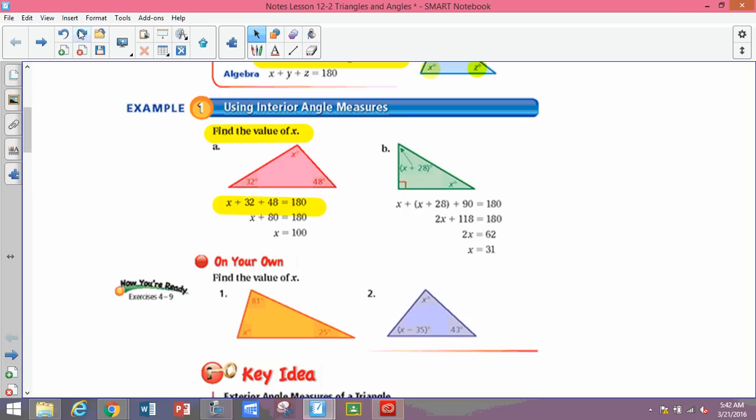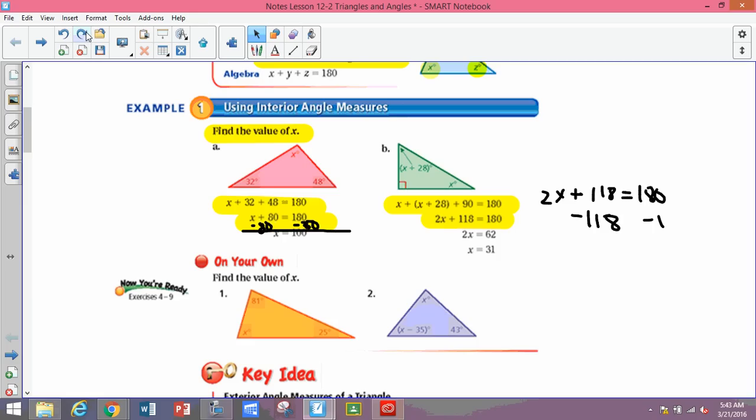So x plus 32 plus 48 equals 180. x plus 80 equals 180. You would then subtract 80 from both sides, and you would get x equals 100. Now in the second triangle, you have x plus 28 plus 90 equaling 180. So you would then simplify. Again, we're using SAD, simplify, add, divide. So you would take 2x plus 118 equals 180.